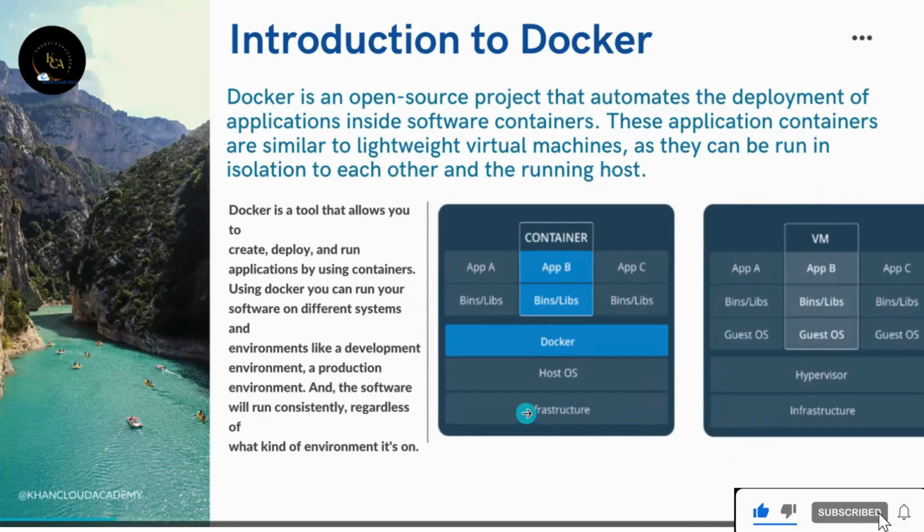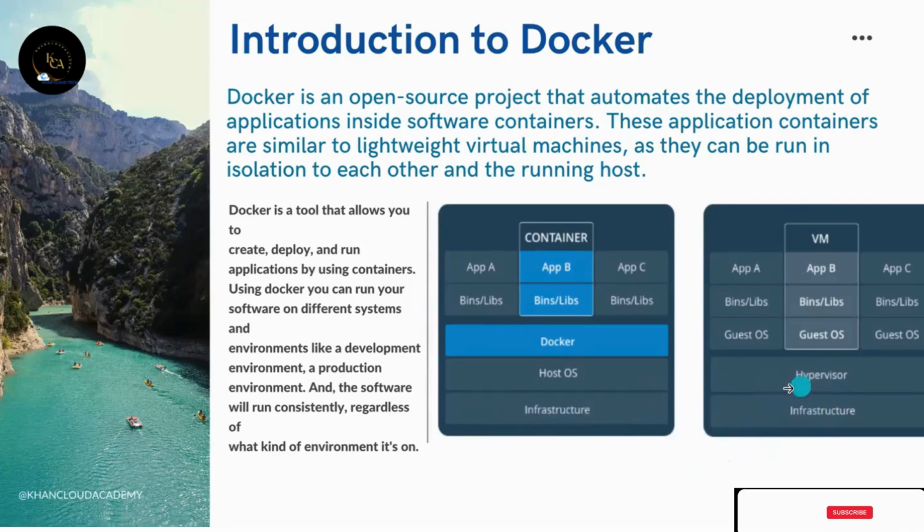So you can see here the infrastructure is common for both, and this is hosted on a hypervisor, right? On the hypervisor, just like VMware, we have hosted multiple virtual machines, you can say app A, app B, and app C. So let's take the example of application B. This is a VM, and first you have to install an operating system, then you have to create a folder structure, and then you have to host your application.